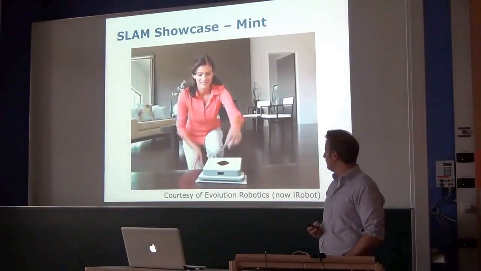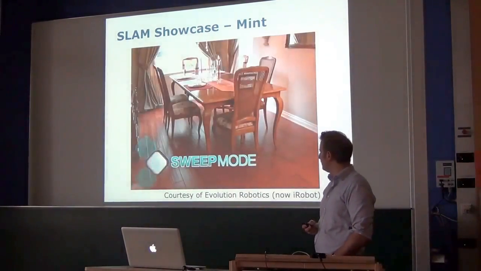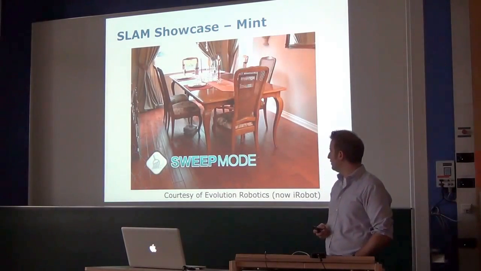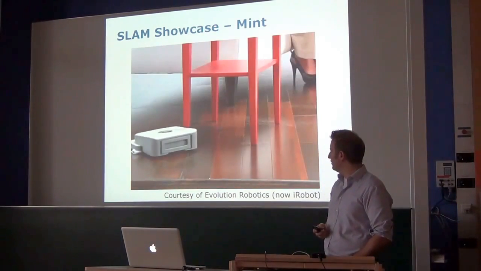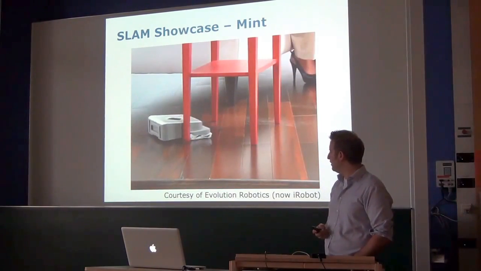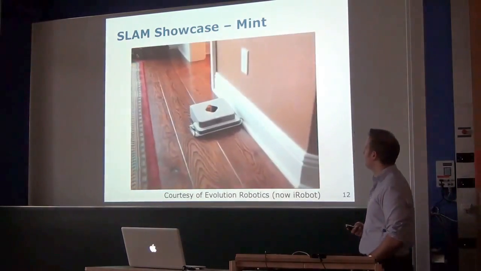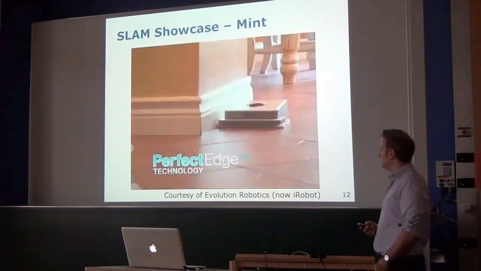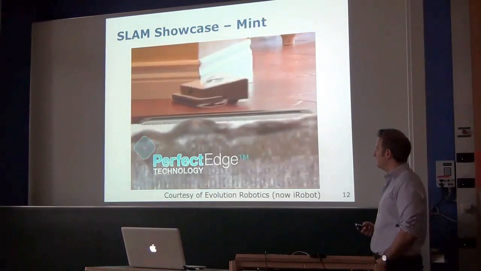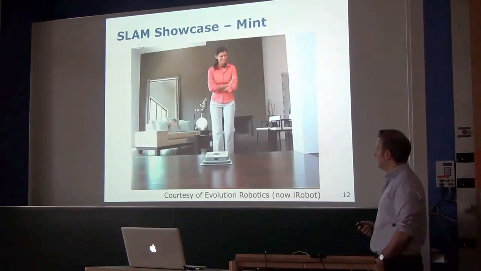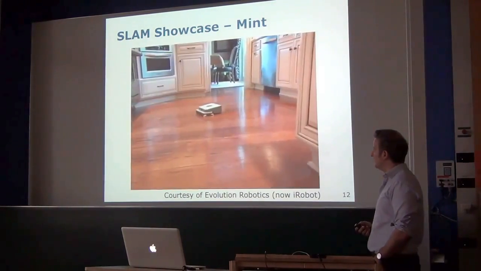Set Mint down on the floor and press run. First, Mint covers the open floor area, digitally mapping the room as it cleans. Then, Mint spot cleans around furniture legs or other obstacles. And finally, Mint meticulously cleans edges and corners using its advanced perfect edge technology. It doesn't rest until your floors are spotless. And Mint isn't just for dry cleaning, it mops too.